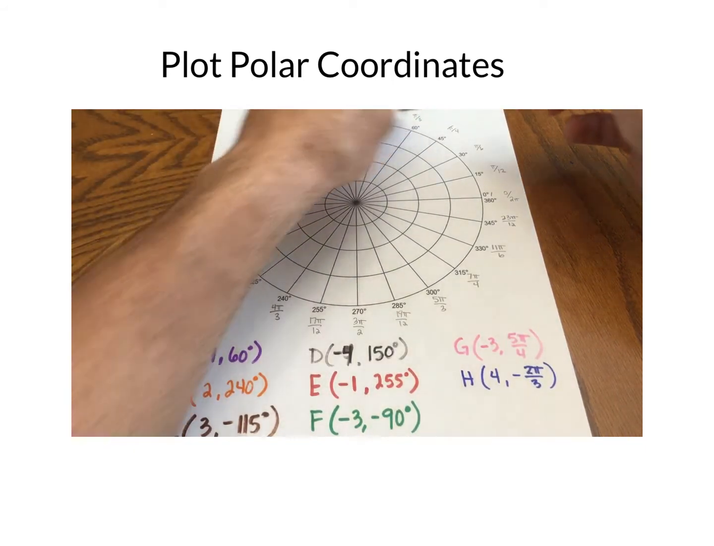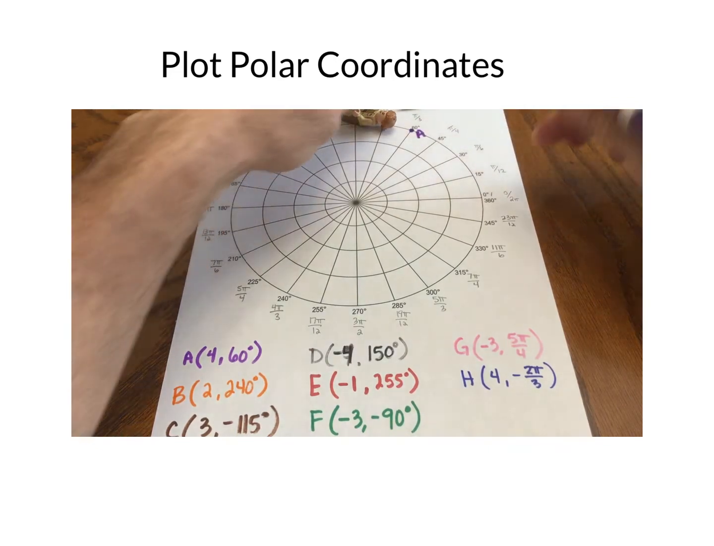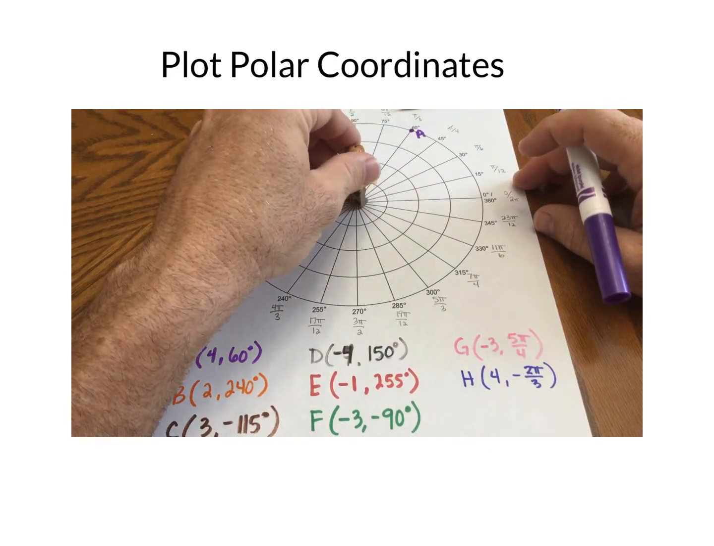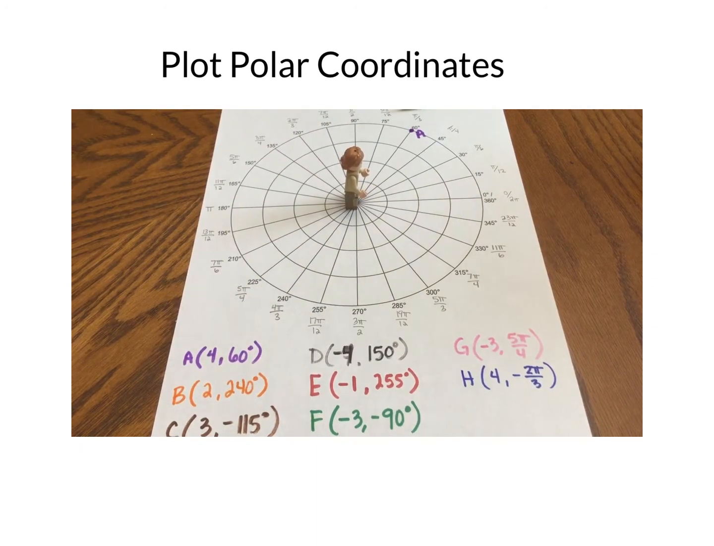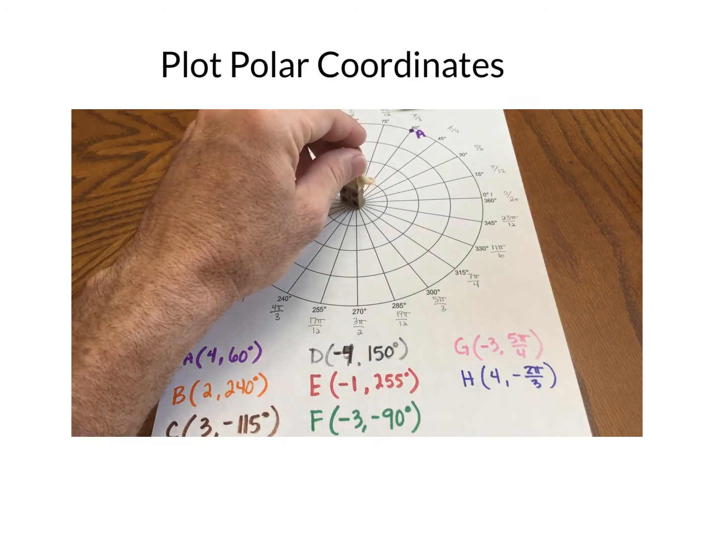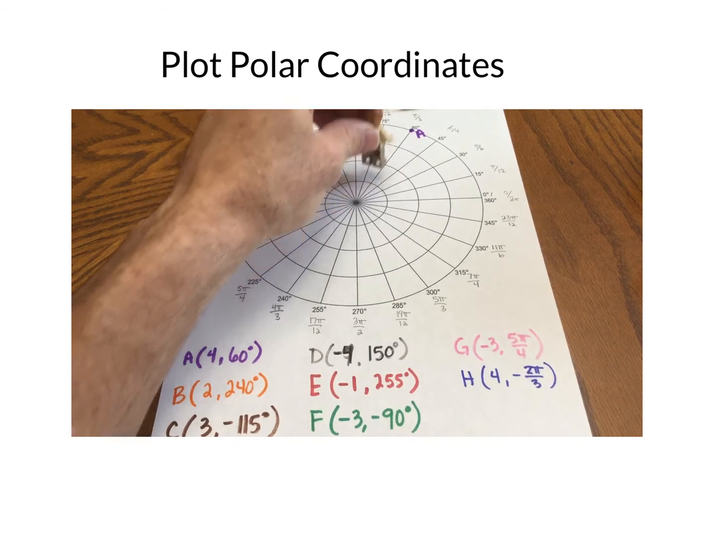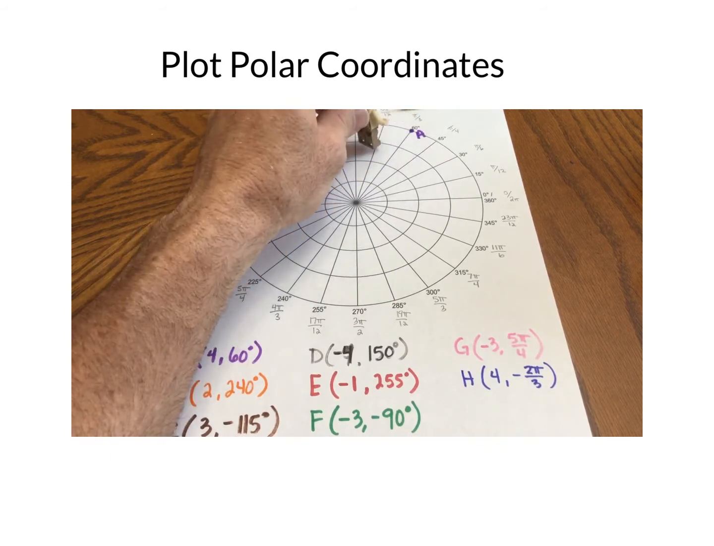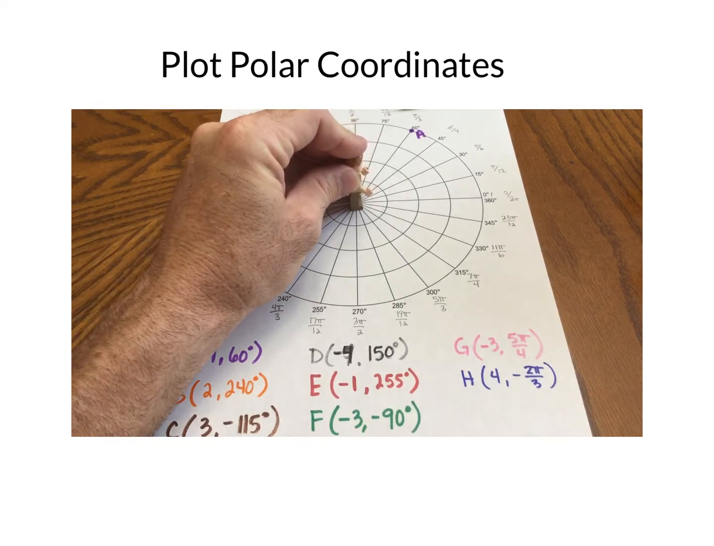This is where we're going to plot the point A, at 4 units away at a 60 degree angle. So we start at 0, facing straight to the right, and then we twist counterclockwise until we get to 60. That's a positive angle. Then you walk 4 units away and you put a dot right there. That is the point 4, 60 degrees.